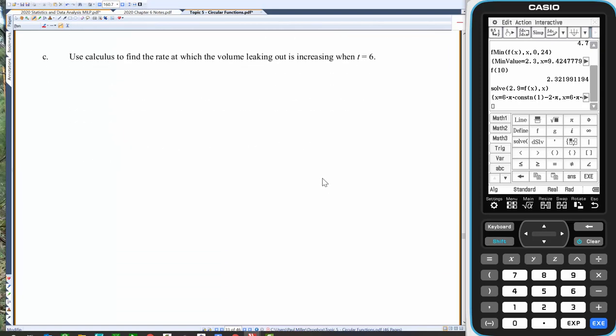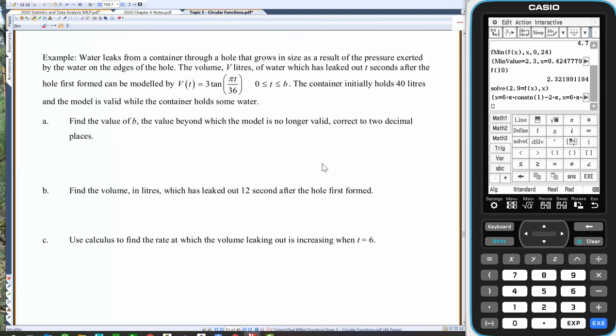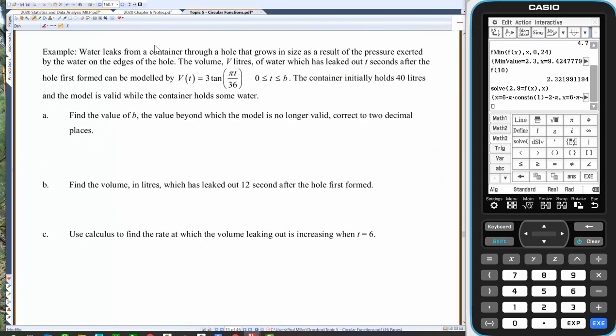All right, and is this the last example? No, we've got one more. Okay, water leaks from a container through a hole that grows in size as a result of the pressure exerted by the water on the edges of the hole. The volume, V litres of water that has leaked out after T seconds of the hole first formed is modelled by this. The container initially holds 40 litres and the model is valid while the container holds some water. Okay, so find the value of B, the value beyond which the model is no longer valid.